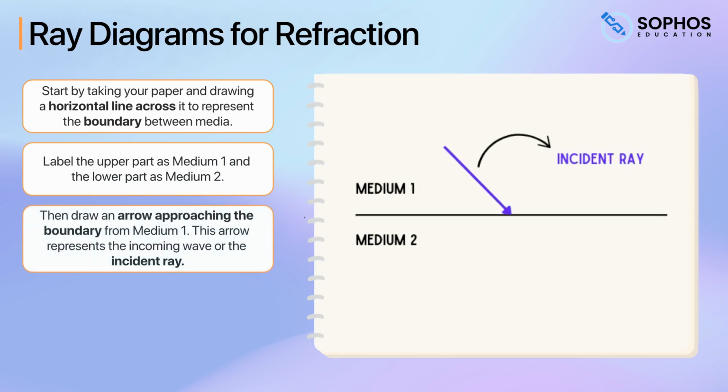Next, draw an arrow approaching the boundary from medium 1. This arrow represents the incoming wave or the incident ray. Make sure the arrow is pointing towards the boundary where the change of media occurs.